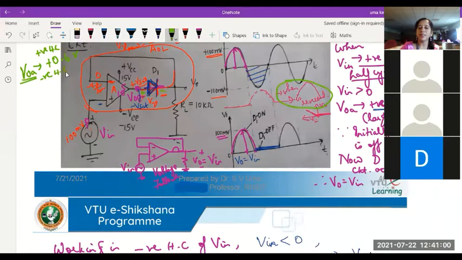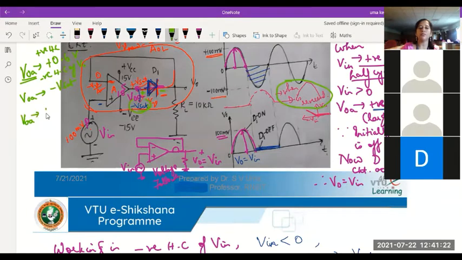For negative half cycle of Vi, what happens? The output of the op-amp goes to minus Vsat. When it goes to minus Vsat, that's when this diode stops conducting, or it becomes an open circuit. So what is happening at this output VOA?